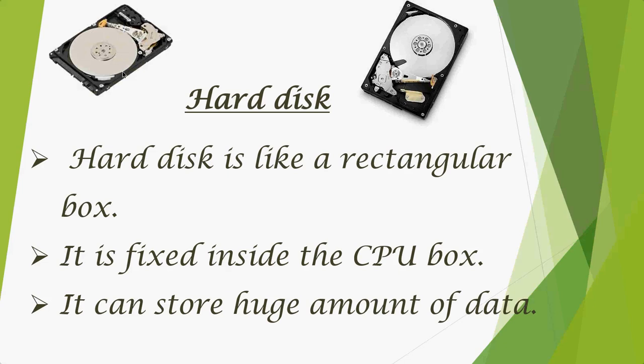What are the three basic things we are learning about the hard disk? The first point is that the hard disk is like a rectangular box. It is fixed inside the CPU box. It can store huge amounts of data, comparatively more than others. When you compare it with a CD and a pen drive, the hard disk stores a huge amount of data. These are the three important points about the hard disk.